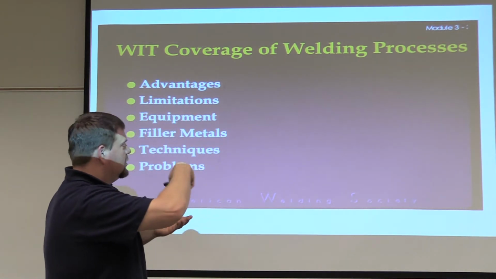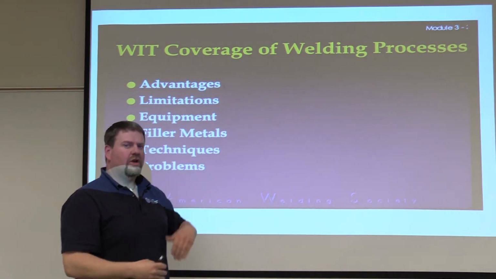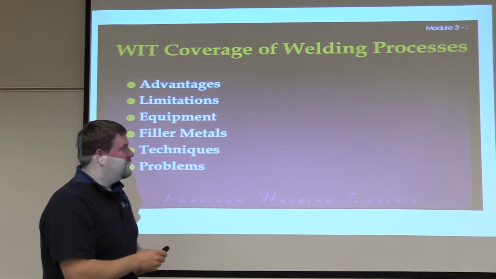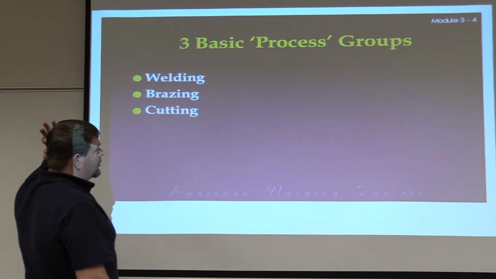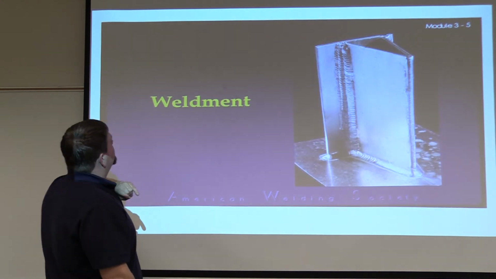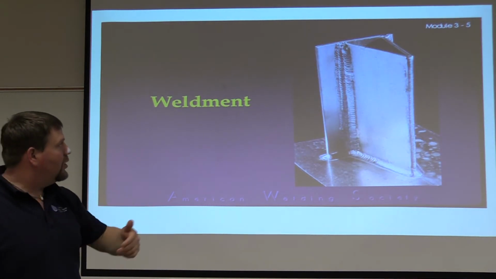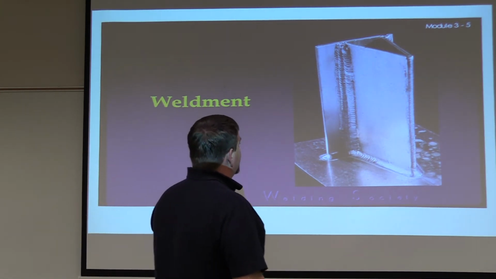Okay, so welding is very much like 3D printing. It's additive manufacturing processes versus machining is subtractive manufacturing. Okay, three basic processing groups or process groups: welding, brazing, cutting. We're going to talk about these in detail. Number one, the weldment, right? So you're going to hear a lot of things talk about the weldment itself.